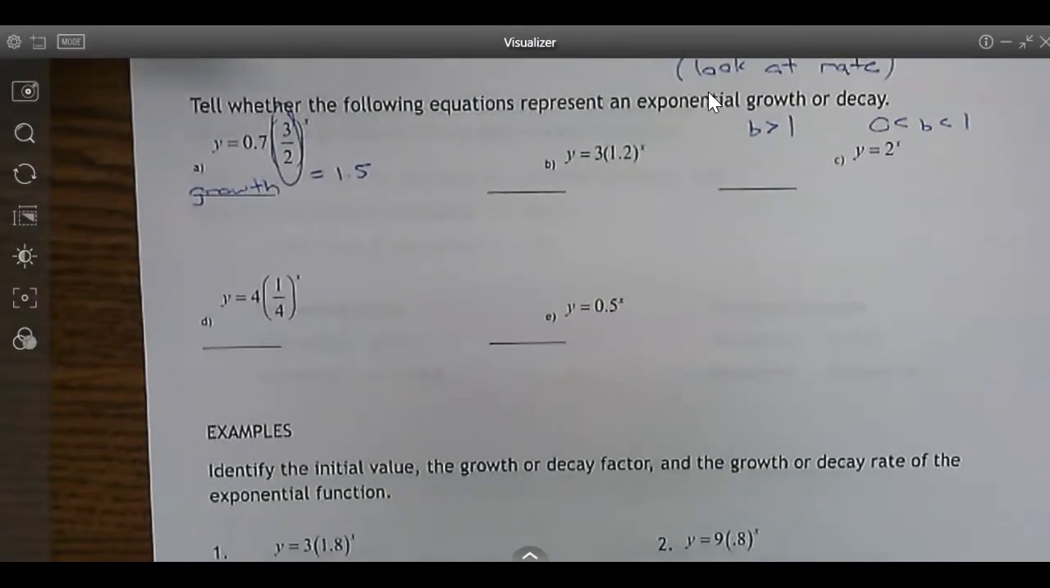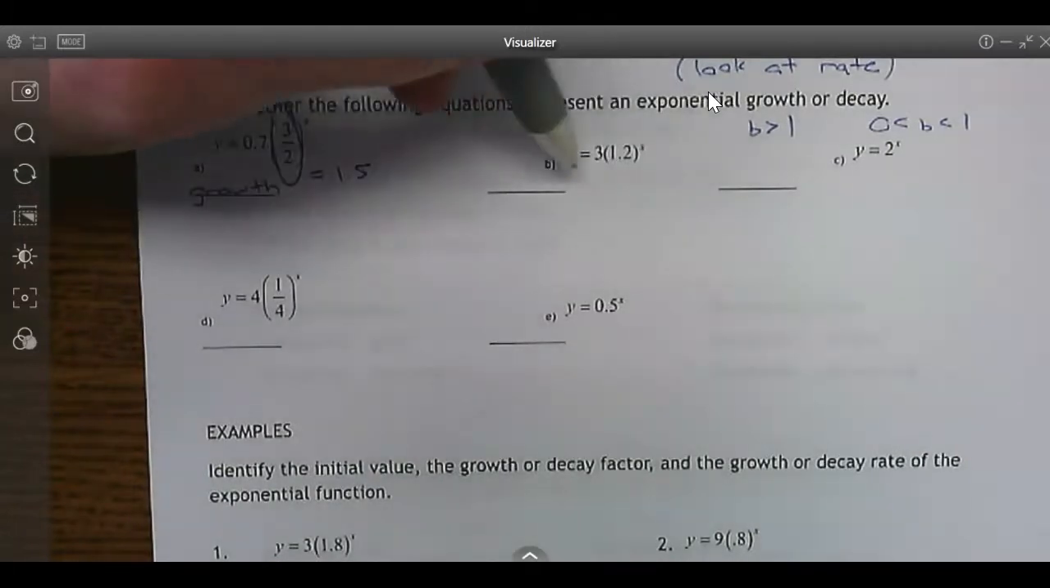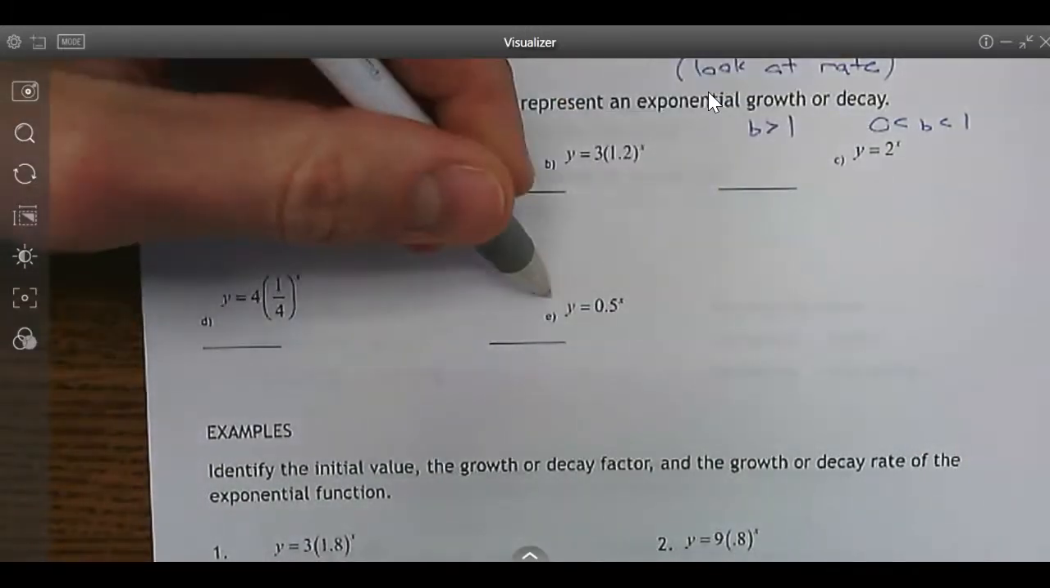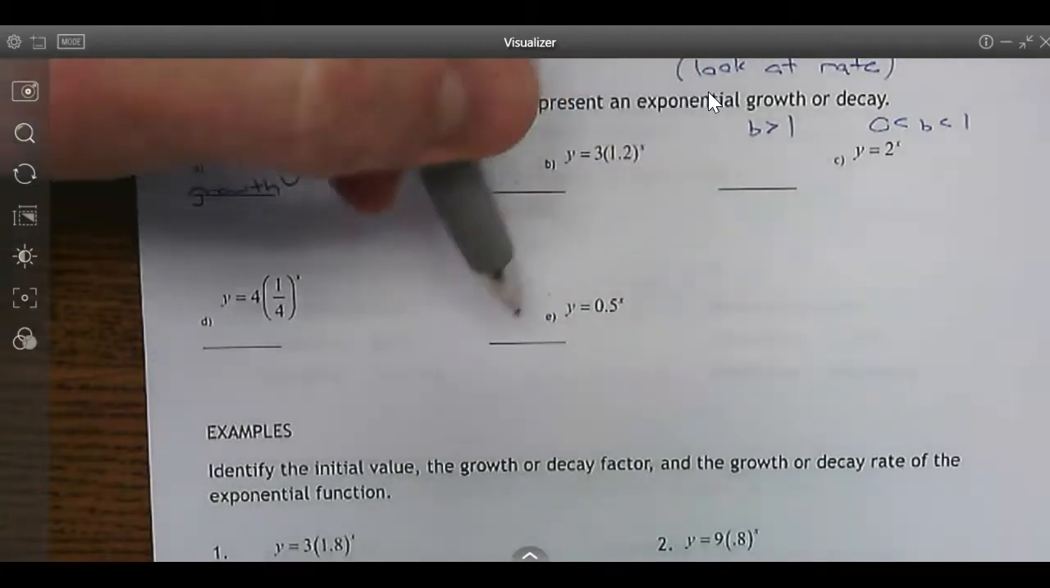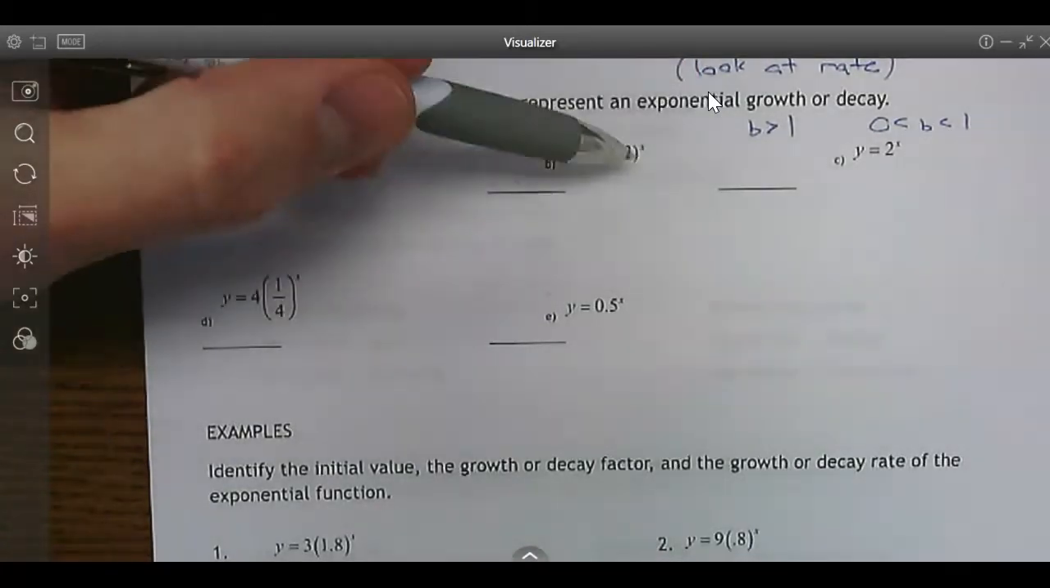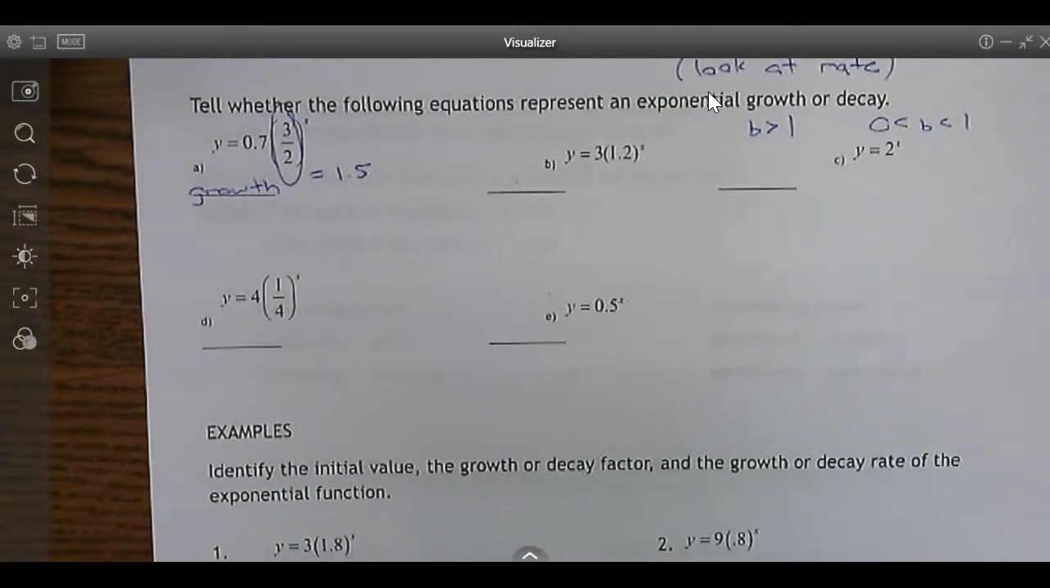So what I'm going to ask you to do right now is pause the video in a moment and work through part B, C, D, and E. Just identifying are each of these exponential growth or decay by looking at the base. Go ahead and pause the video now and do that.